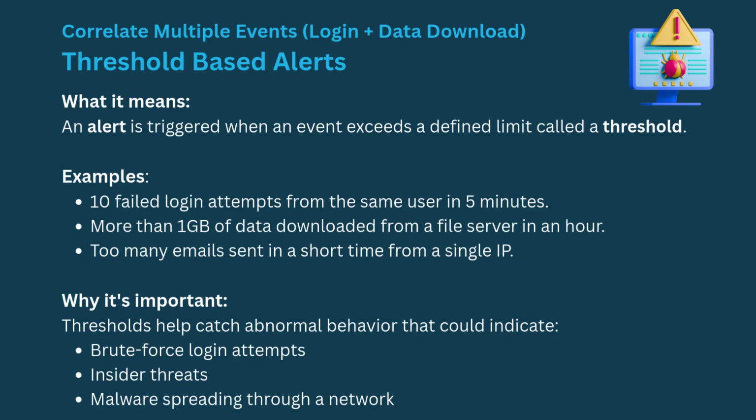An alert goes off when something crosses a set limit, what we call a threshold. Threshold alerts help you spot odd behavior. Known threat alerts catch specific, already identified risks. Together, they provide a more complete defense, helping you react quickly before damage spreads.